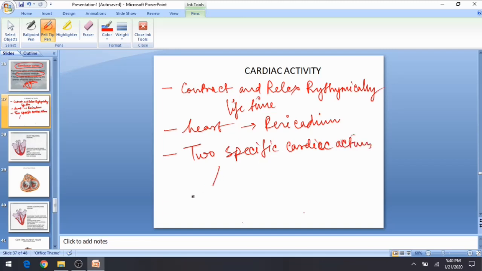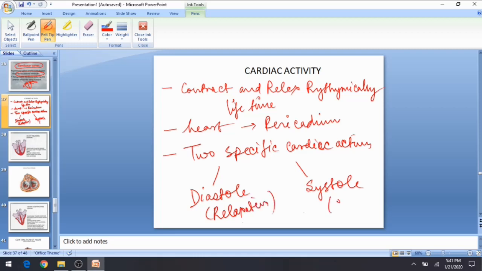These are diastole and systole. Diastole is relaxation, when the cardiac muscle is relaxed, and systole is contraction of cardiac muscle.